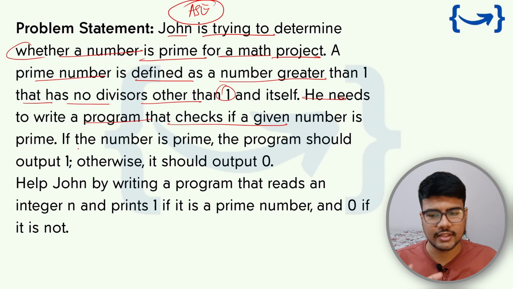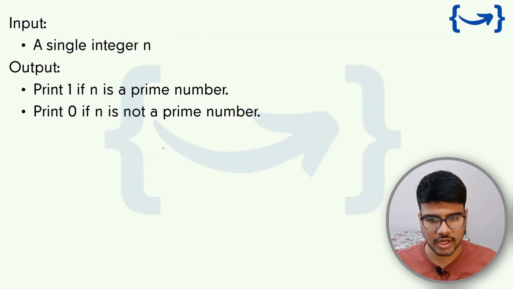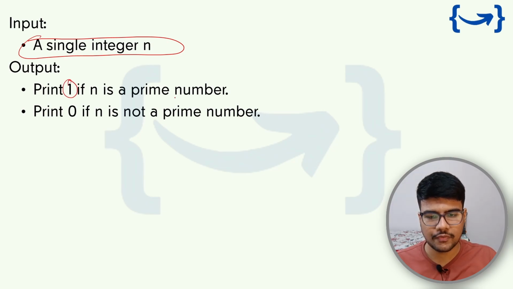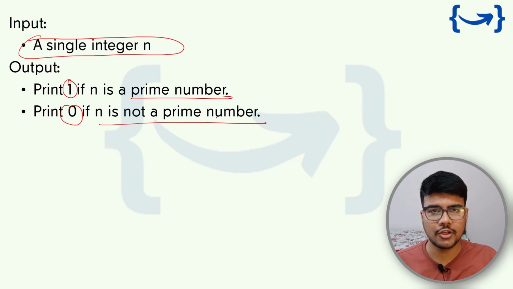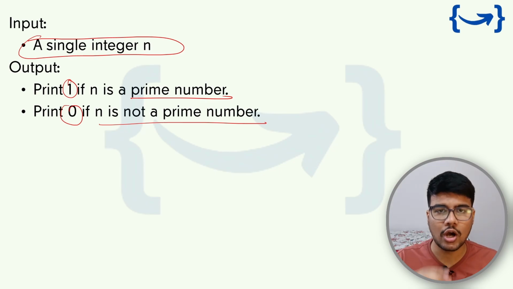So we got the intuition of what we need to do in the code, but still let's have a full read. If the number is prime, the program should output 1, otherwise it should output 0. Let me check the input. We have an integer n which we need to check whether it is prime or not, and we need to print 1 if it is a prime number, or print 0 if it is not a prime number. We know what prime numbers are, and the question also gave the definition, so writing the code would be very easy, but you should know how to write it.